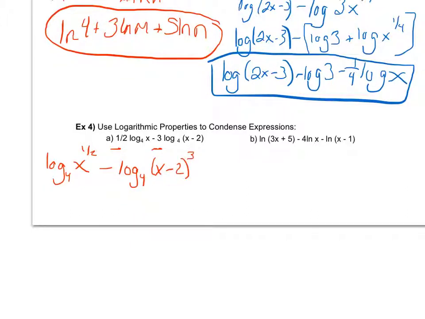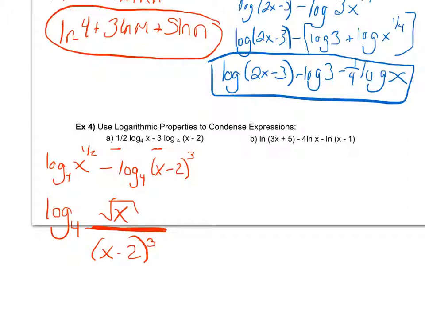I also notice that since I am subtracting 2 logarithms, I can put them back together with division. And I have log base 4 of x to the 1/2. I would prefer to write that as the square root of x, though it does not really matter, personal preference, over x minus 2 cubed. Now that I have it as a single logarithm, I have condensed that.